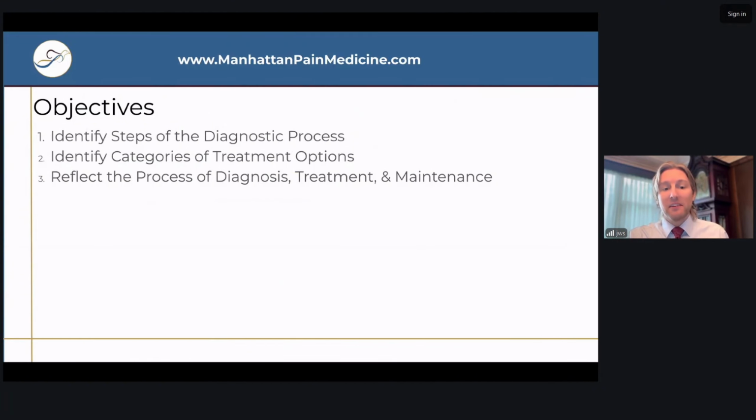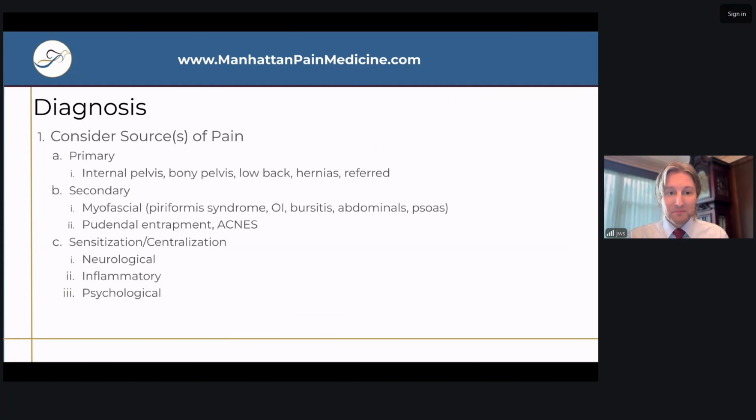We're going to be identifying the steps of the diagnostic process. We're going to identify categories of treatments and go over treatment options. And we're going to reflect the process, the journey. We call it the chronic pain journey of diagnosis, treatment, and maintenance.